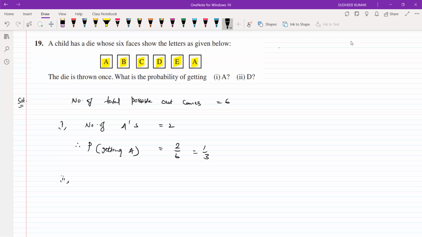The second one is D. Number of D's is 1. So the probability of getting D is 1 by 6. That's it.